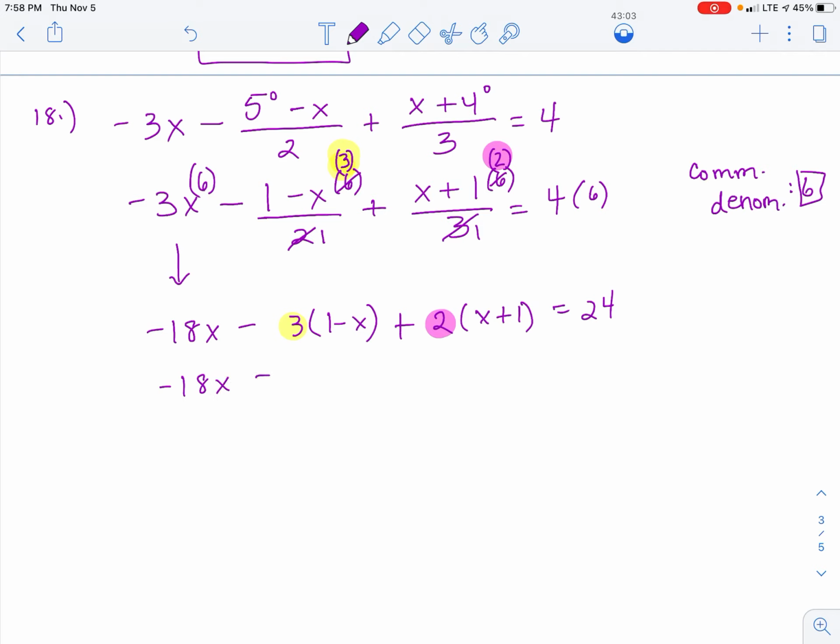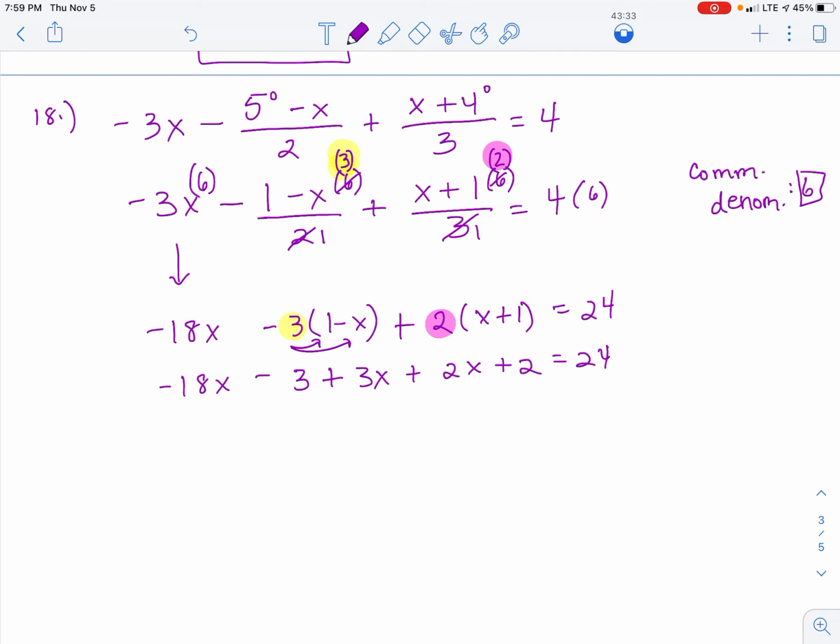Negative 18x minus 3 plus 3x. Remember, this negative, I'm going to move him over a little bit, is like attached to that 3. Okay, negative 18x minus 3, but that minus sign is acting like a negative sign on that 3. So you're distributing negative 3 inside here. Okay, plus 2x plus 2 equals 24.